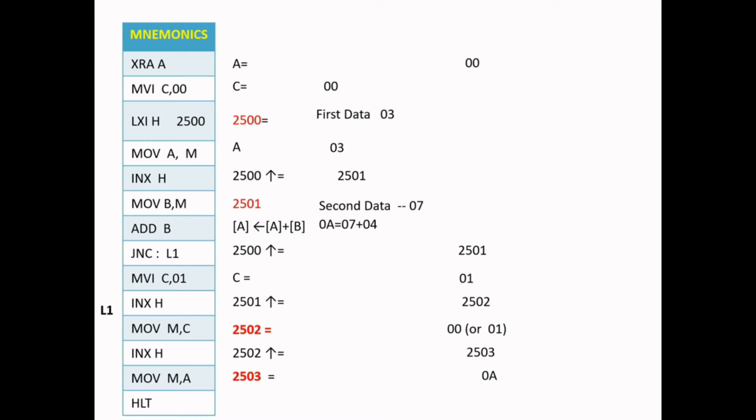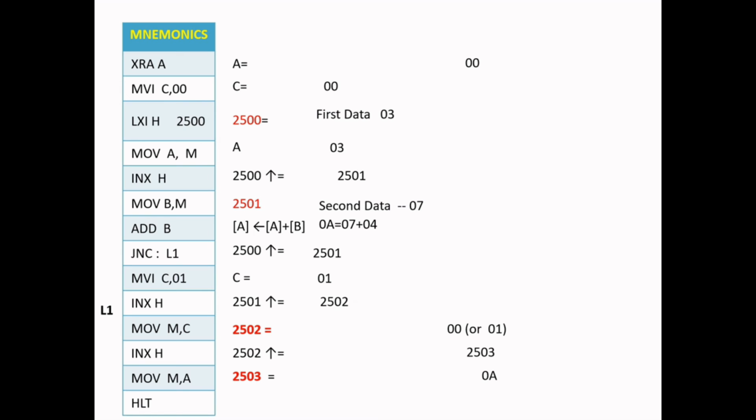After adding these two numbers, if a carry occurs, the control will go to the next statement. Otherwise, if there is no carry, the control will be shifted from this statement to the L1 line number, and this statement will be skipped. If it gets a carry, it will execute this statement. If it doesn't get any carry, it will skip this statement and execute the next one. So if a carry occurs, C will get 01.